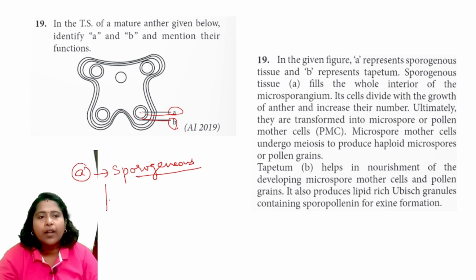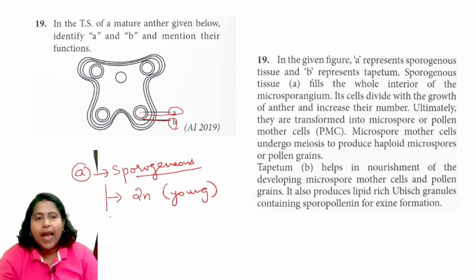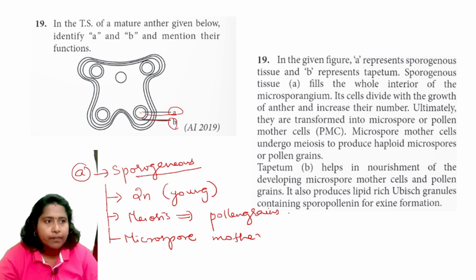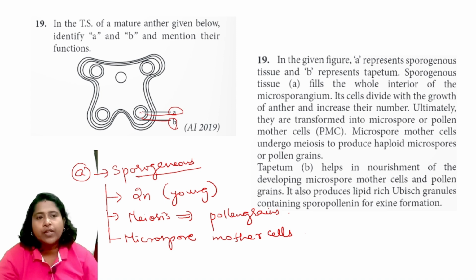Sporogenous tissue. Under that, what keywords do you have to use? Sporogenous tissue is diploid in number in the young anther. Okay, diploid in number. And once it matures, what happens? It will undergo meiosis and it will be converting into pollen grains. And it is also called the microspore mother cell. Okay, these are the keywords you have to use under A.